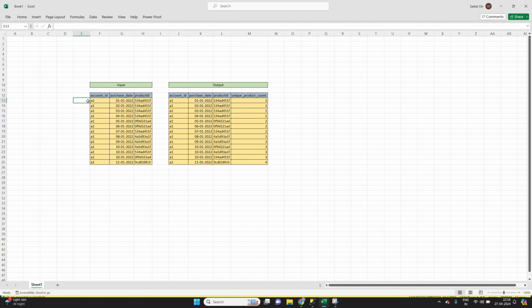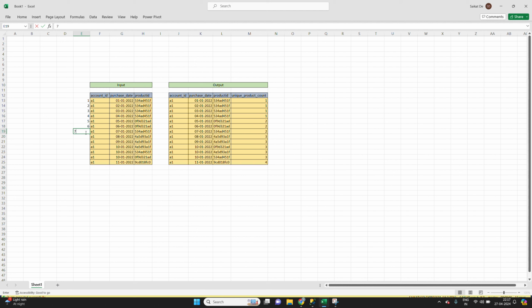This is row number 1, this is row number 2. So till row number 2, how many unique products are there? There is only one, right? But this is third, this is fourth, this is fifth. Till the fifth row, how many unique products are there? Two, right? This one and this one. So the sixth row is also two.